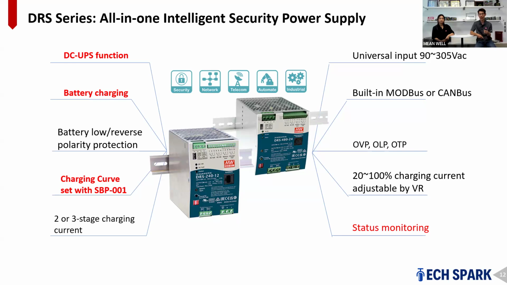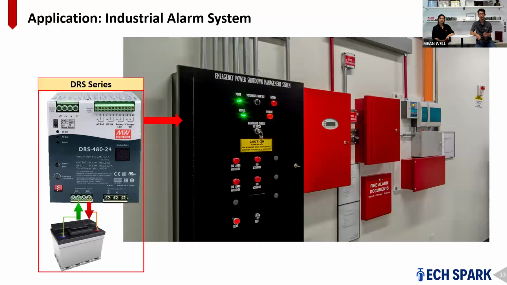For the CAN bus version, the charging curves can be adjusted with the SBP001, which is a smart programmer, and then the customer can adjust the charging curve on the PC, which provides a lot of visibility for the user to operate this type of dimmable power supply.